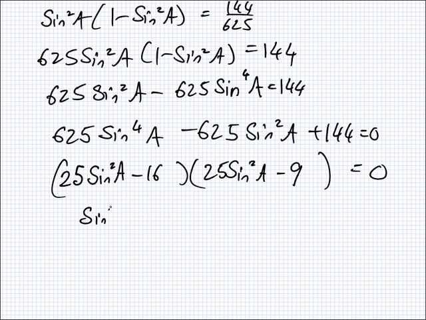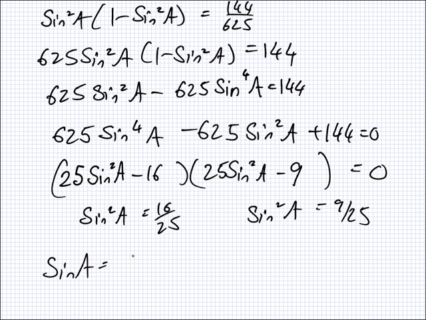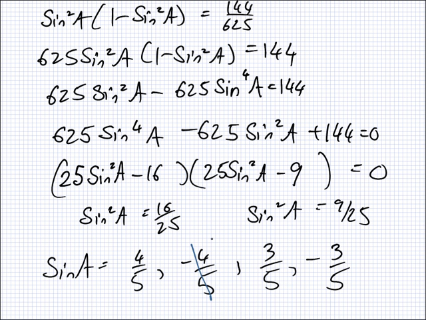You have sine squared A equals 16 over 25, or sine squared A equals 9 over 25. This means that sine A could equal 4 over 5, minus 4 over 5, 3 over 5, or minus 3 over 5. Now, 2 of these answers I can delete straight away. Why? Because they're acute, which means they all should be positive. So straight away I can delete this one and I can delete this one.